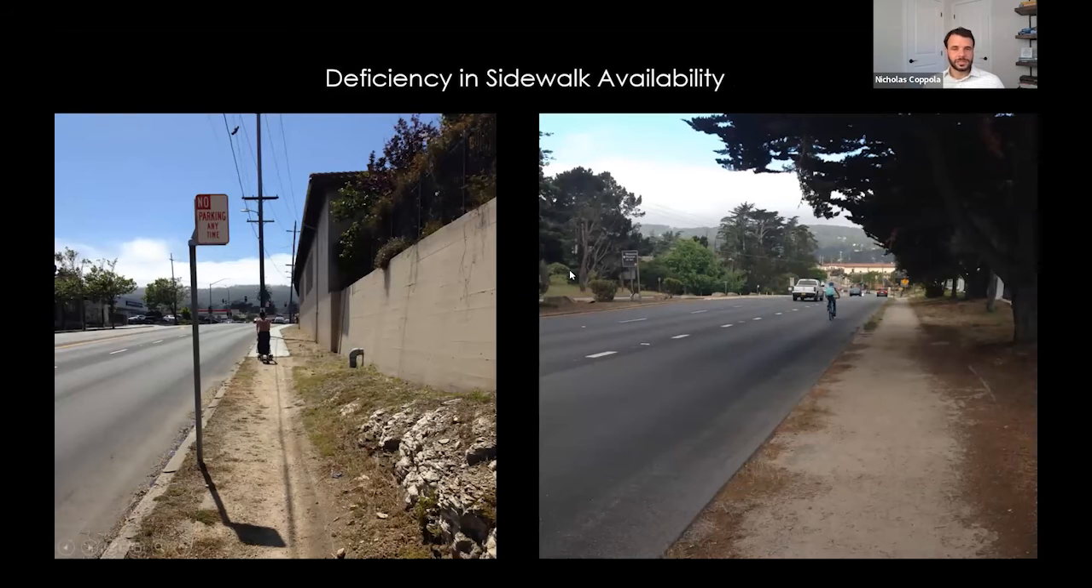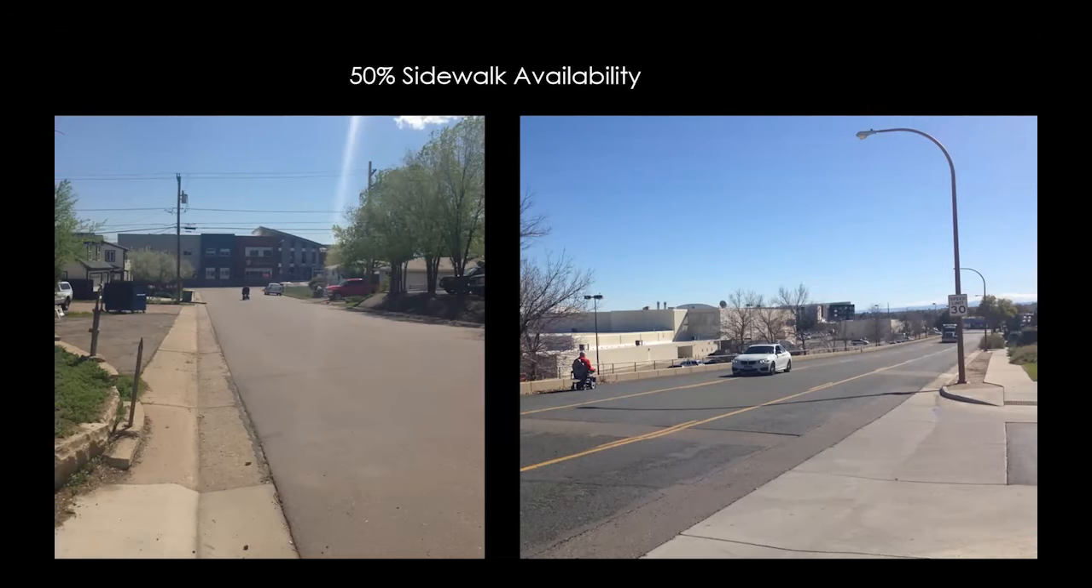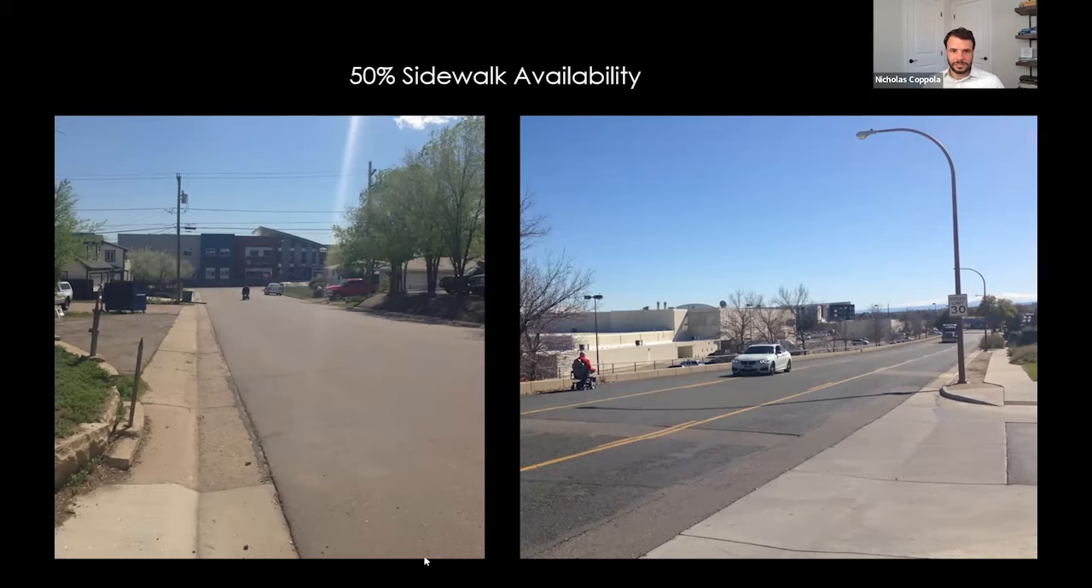Basically, there's a deficiency in sidewalk availability in cities. So more specifically, what we mean by that is on average, there's about 50% sidewalk availability, which means if you think about it, that there are basically sidewalks only on one side of the roadway, not on both sides, which can lead to very dangerous scenarios for people who are trying to walk or roll from point A to point B, as you can see in these examples here.